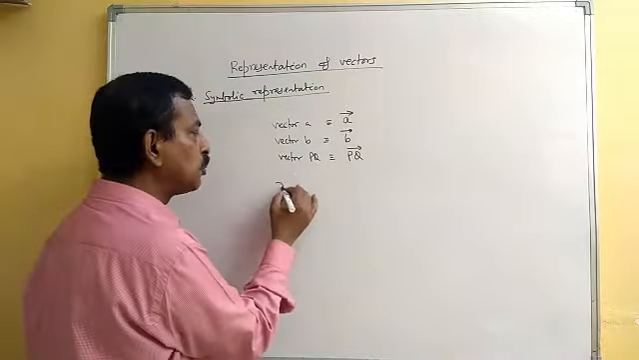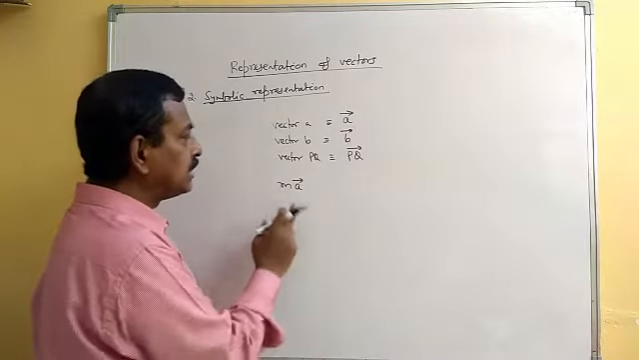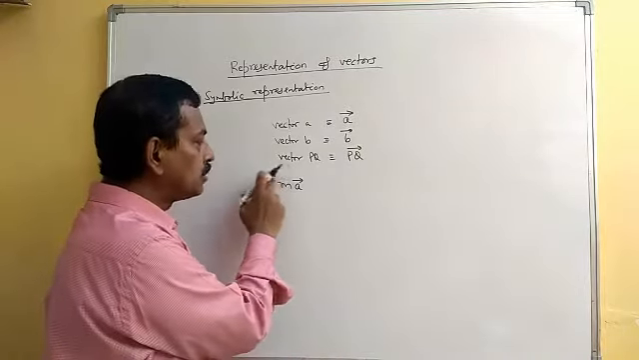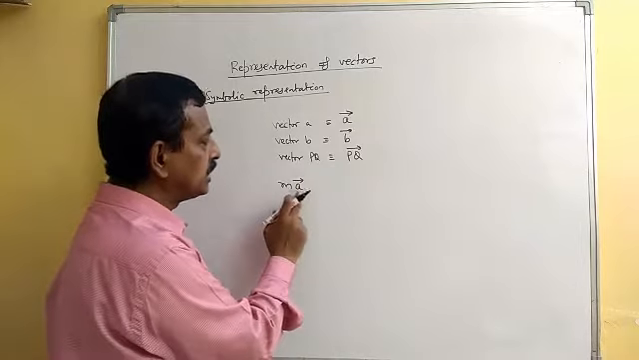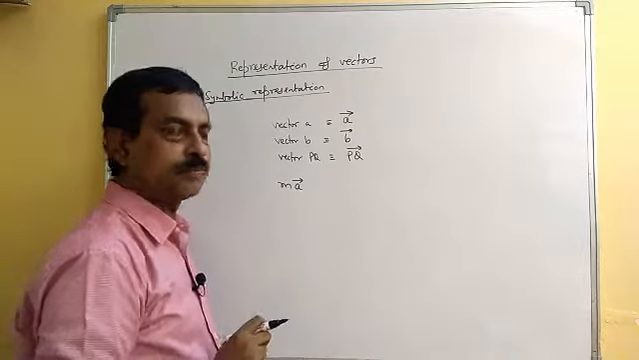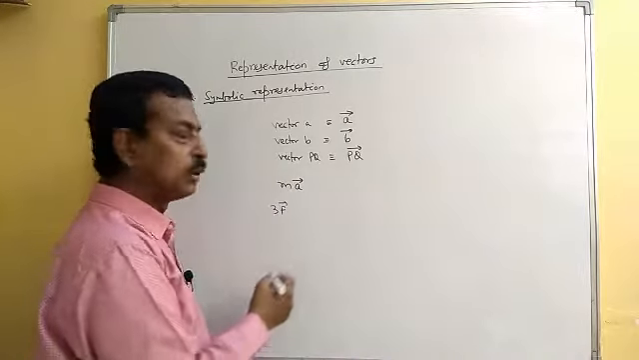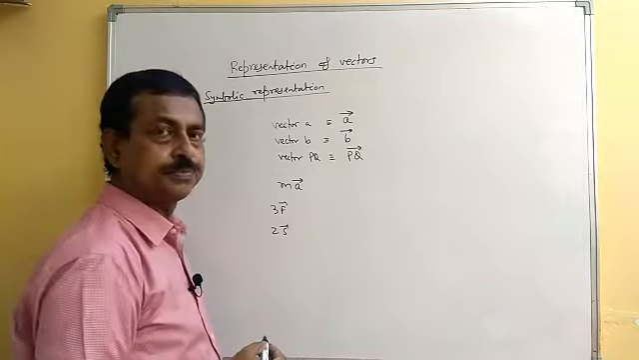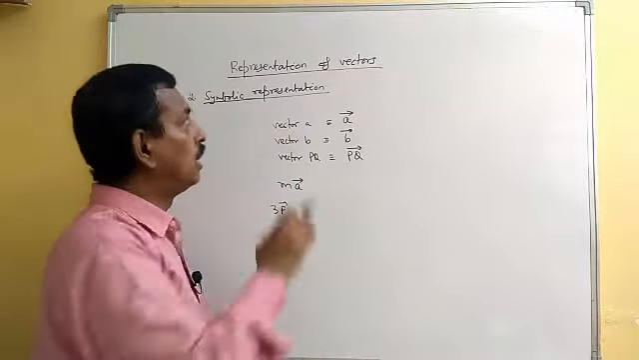Similarly, suppose you have m times vector A. This represents that m is a scalar quantity because there is no arrow over it, and A has an arrow over it, so it is a vector quantity. It may be, for example, 3 times a force, or 2 times a particular displacement. So this is how we represent it symbolically.